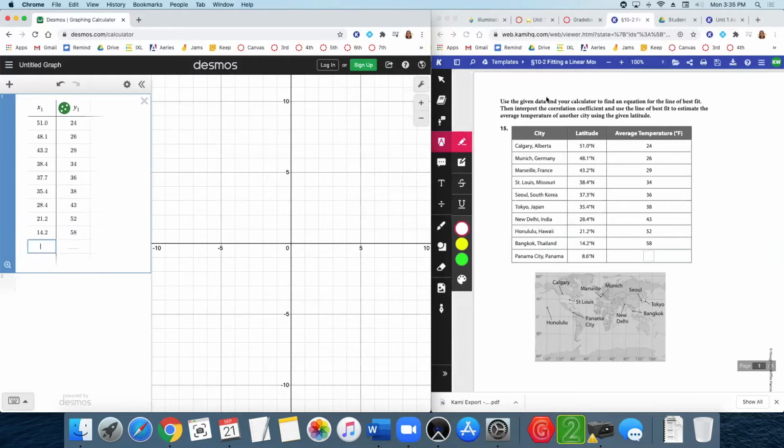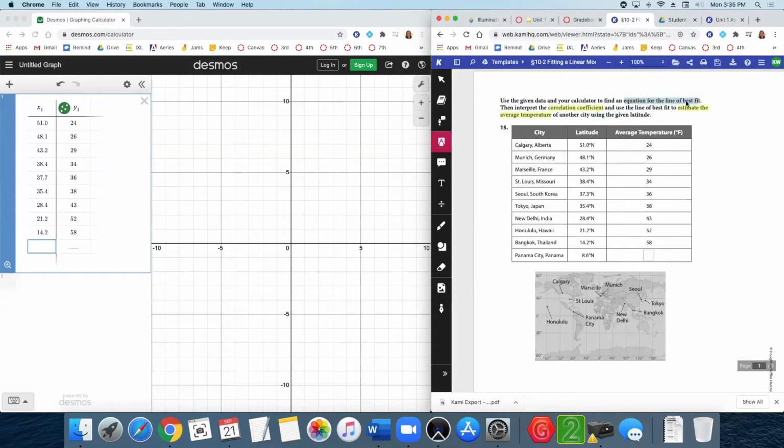So if we go back and look at our textbook, we know that we do need to create a linear regression line equation. So I'm going to highlight what we need to do here. We need to find the equation for the line of best fit. We also need to find the correlation coefficient, and we're going to interpret it. Then we're going to use the line of best fit to estimate the average temperature of another city. So that's going to be our 8.6 that we are going to estimate on this table.